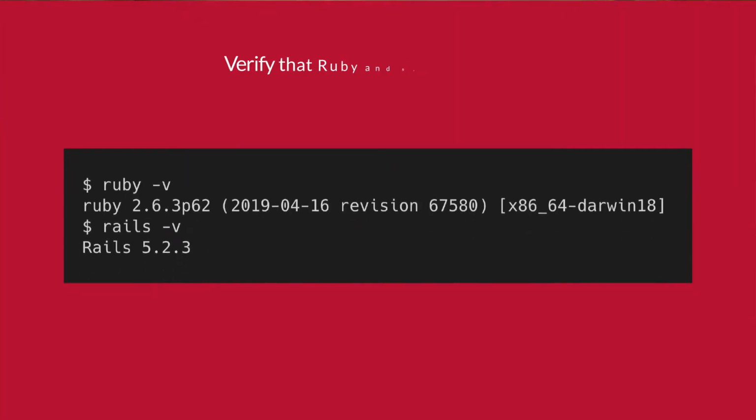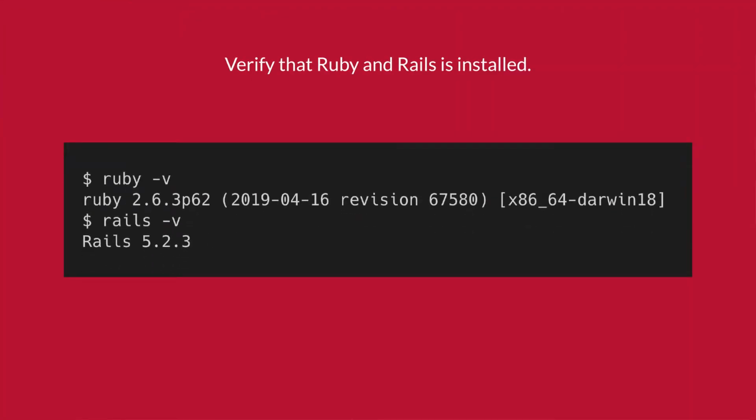By the end of this lesson, you'll be able to clone and run an existing Rails application. The first thing I need to do is ensure that both Ruby and Rails are installed on my system. I can do so by running the following commands in my console.